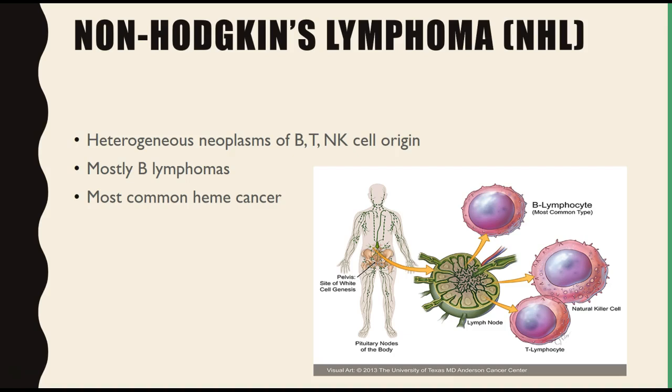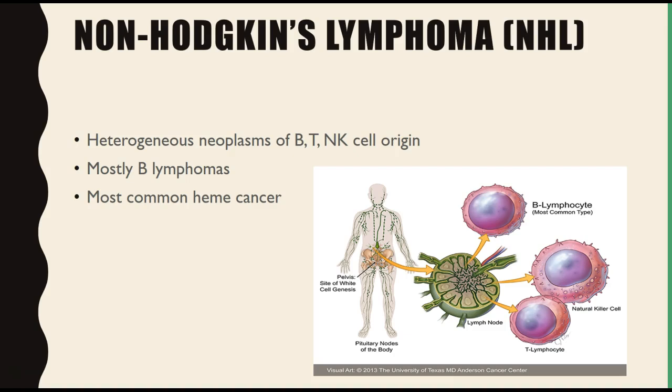Okay, non-Hodgkin's lymphoma, or NHL, is the other type of lymphoma. It includes a group of heterogeneous malignant neoplasms of the B, T, and natural killer lymphocytes. Those are the cell origins. And the World Health Organization has categorized more than 60 different types of NHL. Some common names of non-Hodgkin's lymphoma are Burkitt's lymphoma, reticulum cell carcinoma, or sarcoma, and lymphosarcoma. So those are some common names, but there are over 60 types actually.